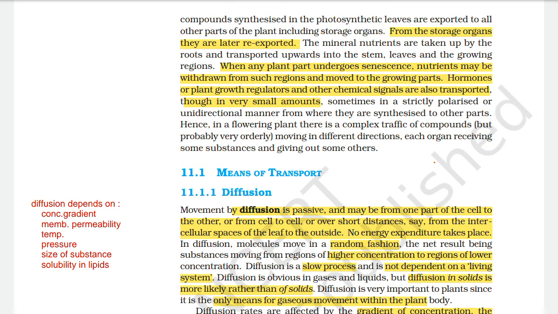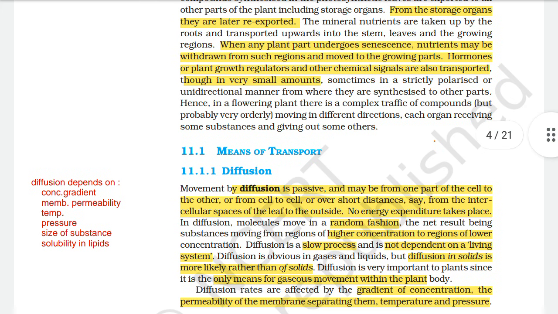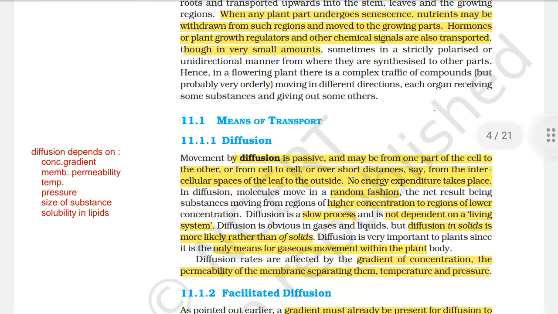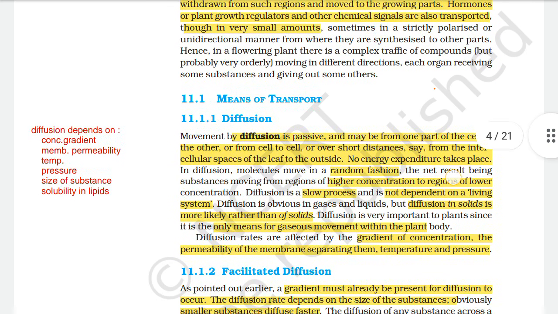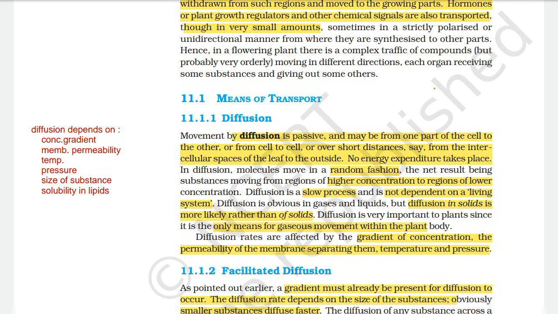Next, when any plant goes into senescence, nutrients may be withdrawn from such regions and moved to the growing parts. We will also be dealing with which nutrients are mobilized from senescent parts to the growing parts, and which are the immobile nutrients. Hormones are also transported, and some other chemical signals are also transported, but in very small amounts.